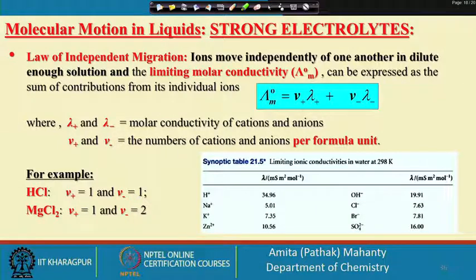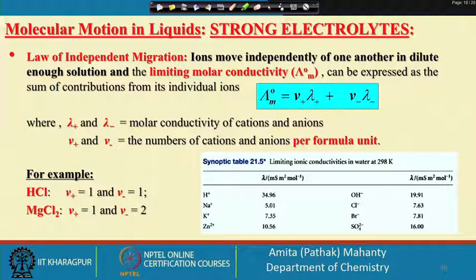We were discussing in the last class the molecular motions in liquids, and in doing so we had started on defining what are strong electrolytes and what are weak electrolytes. In the last class we talked about how strong electrolytes behave. We had discussed the Kohlrausch law, in which the specific molar conductance of a strong electrolyte varies linearly with the square root of the molar concentration.